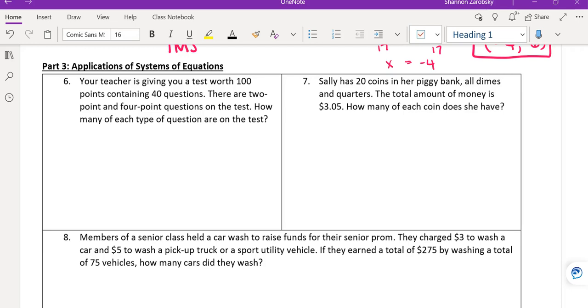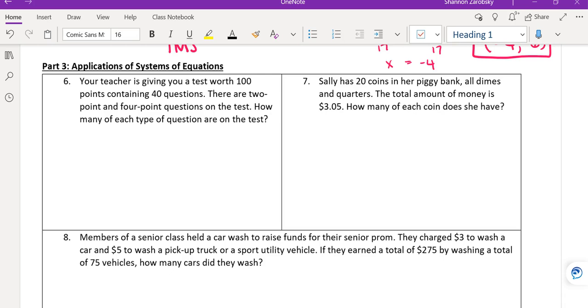All right, so part 3 is our applications of systems of equations. In these, you're given a word problem and you have to write the equation that models it and then be able to answer the question. So your teacher is giving you a test worth 100 points containing 40 questions. There are 2-point and 4-point questions on the test. How many of each type of question are on the test?